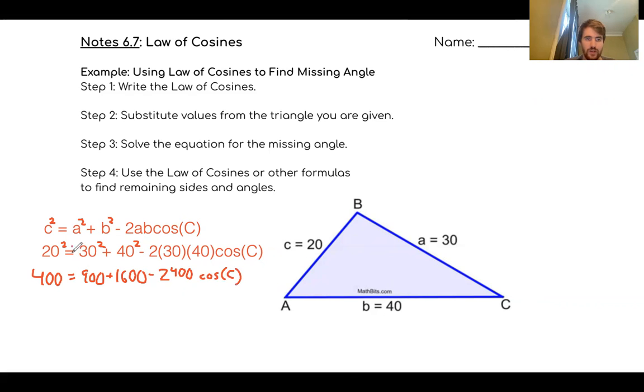All right, so this is an equation we have to solve. 900, 1600 we can put together to get 2500. We cannot, however, put it together with the minus 2400, even though we may really want to, because the 2400 is being multiplied by cosine of C. Right now, this is like a variable. It's like an x or a y that we don't know. It's a C that we don't know. So we can't just combine these. Instead, we're going to have to separate this, get rid of the 2500 on both sides.